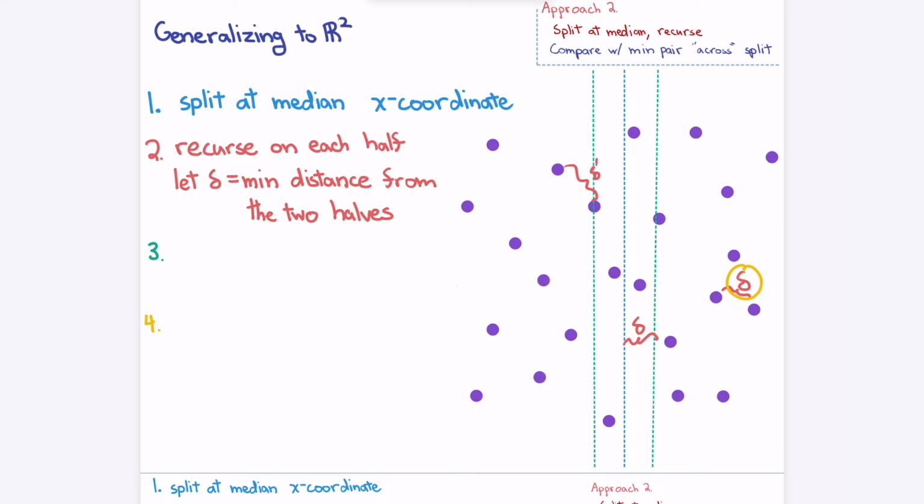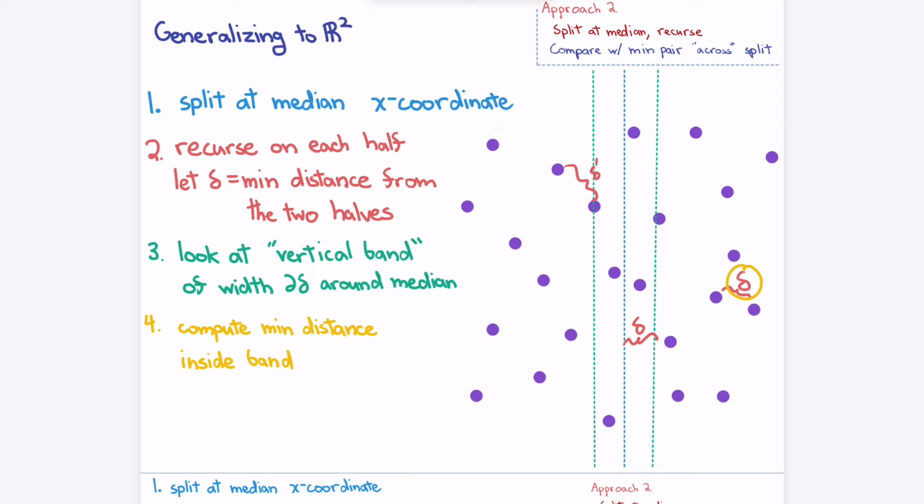Now, as drawn here, it looks pretty thin. There are a lot fewer points in the middle, right? So we're going to look at this vertical band with delta on either side around the median, and we're going to compute the minimum distance inside the band. So that's the high-level idea. But now I want to try to argue that this part can be done very fast.